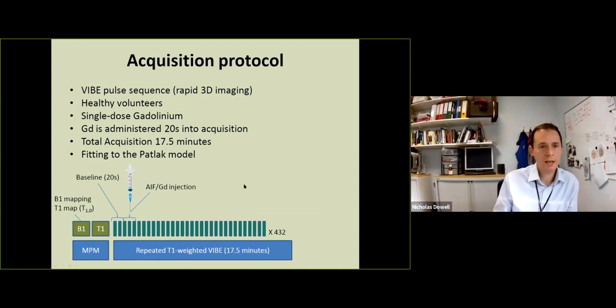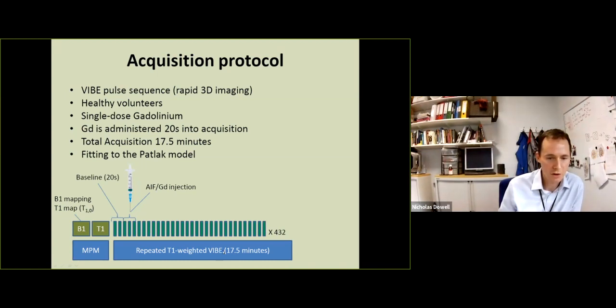So what does this look like when you actually come to collect the data? Well, this is my protocol here in cartoon form. So prior to the VIBE acquisition of the BBB, you have to get a good measure of T1, because that's part of the model. You need to know what the T1 is before you start injecting anyone with gadolinium. So you need to do good T1 mapping, and B1 mapping is also advisable to correct for the B1 effects. So you do a bit of pre-scanning that's required to correct for some of the problems later on.